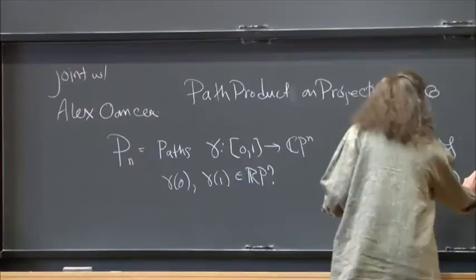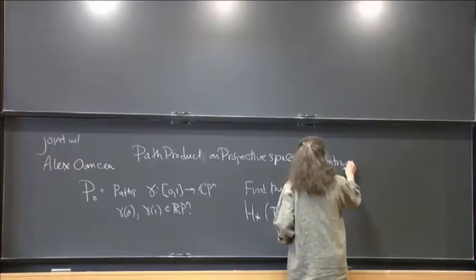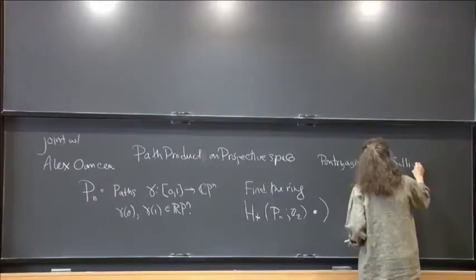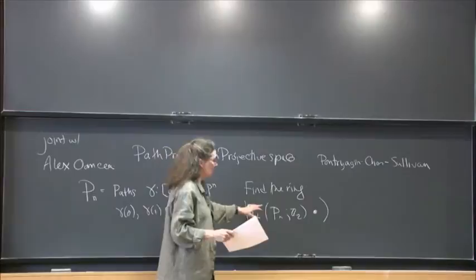and the product. I think it's obvious what the product should be. It's the Pontryagin, in this paper it's called the Pontryagin-Chas-Sullivan product. I think that's too long for a name, so maybe I'll just call it the path product. So this is the project. This is to compute the homology and also the ring structure on this.